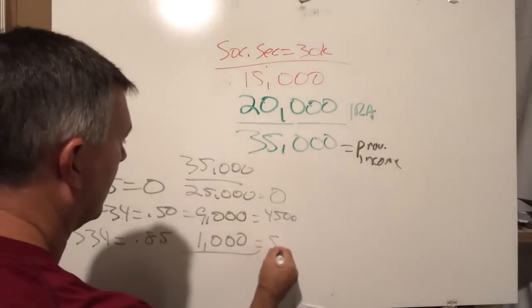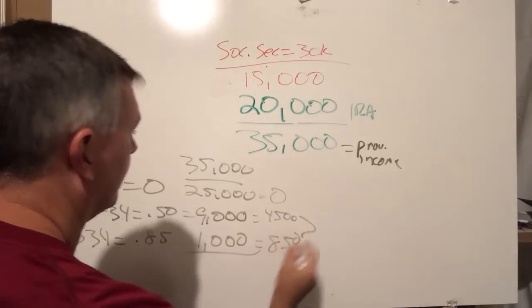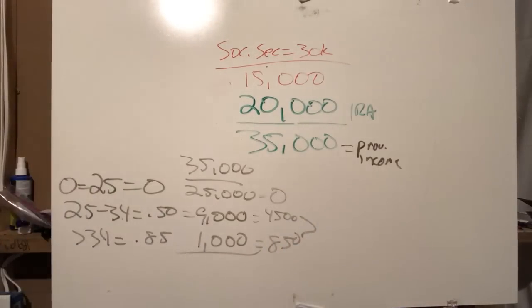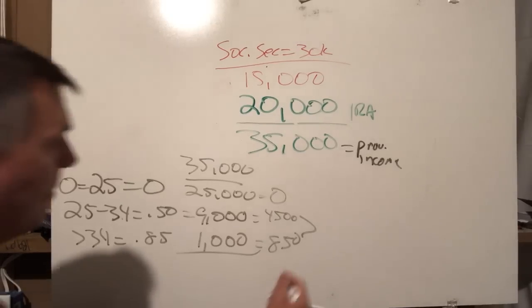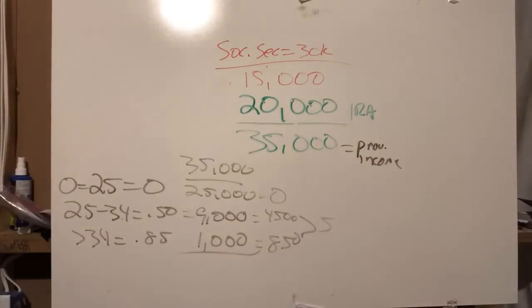And that's $850. So in this case, I need my trusty calculator to figure that one out. I can't believe I lost my brown pen. That is just straight up weird. We got 4,500 plus 850 equals 5,350, her amount of Social Security subject to taxation.